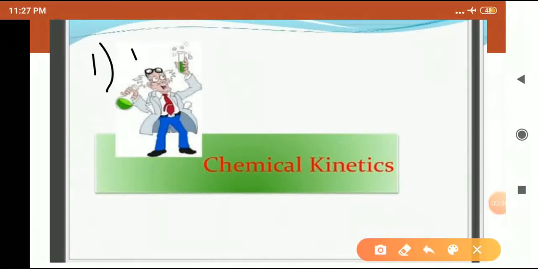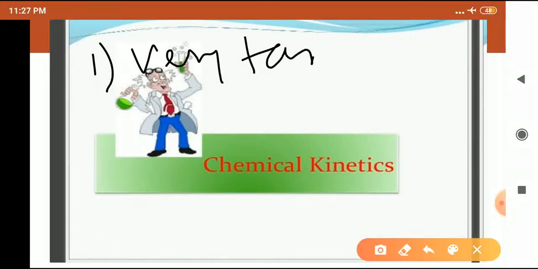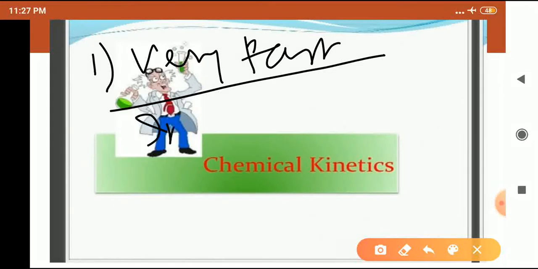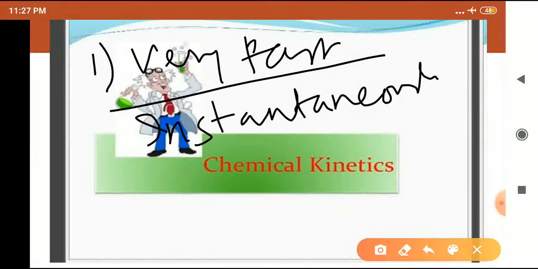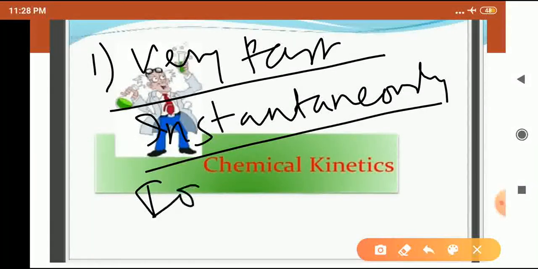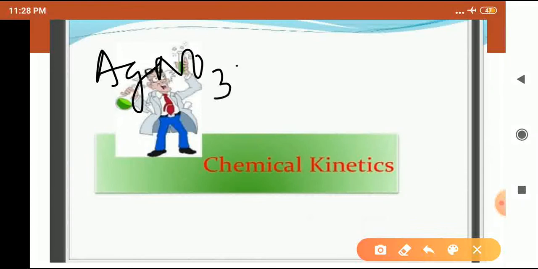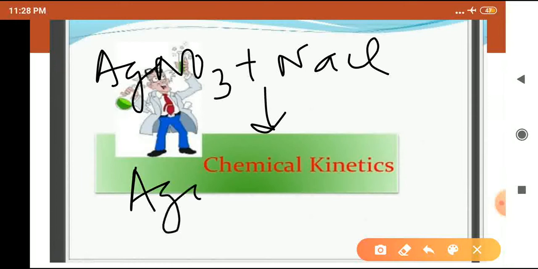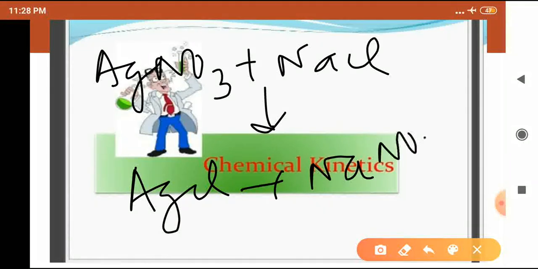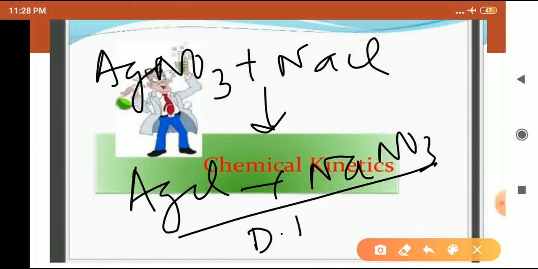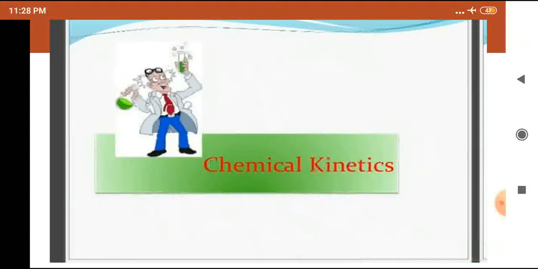As we know, reactions have been classified into three categories. Number one, very fast reactions. Those reactions which take place instantaneously. These reactions are mainly of ionic nature. Example, silver nitrate reacts with sodium chloride, forms silver chloride plus sodium nitrate. This reaction is also known as double displacement type of reaction.